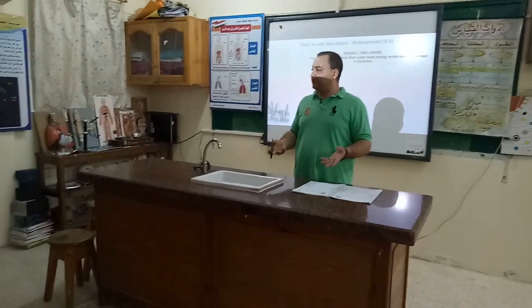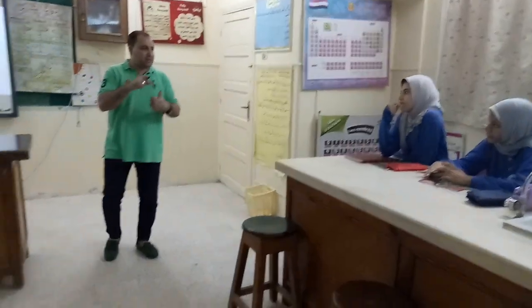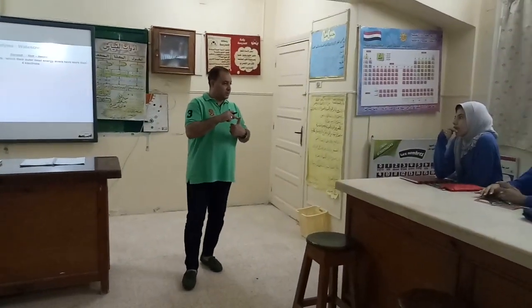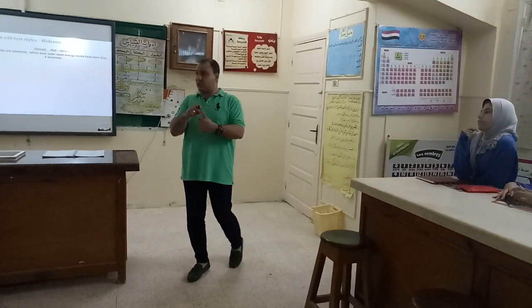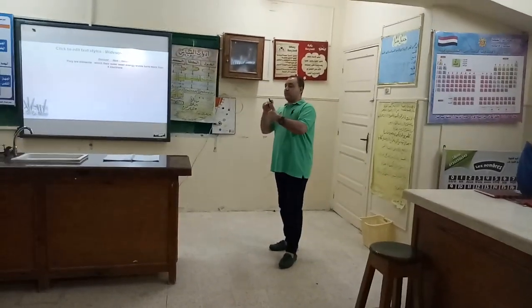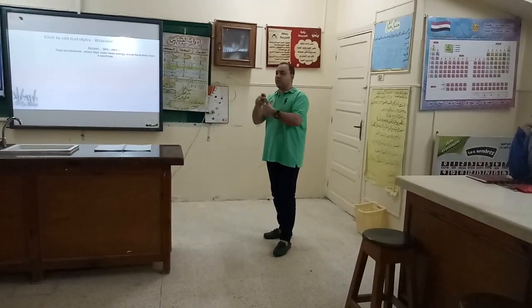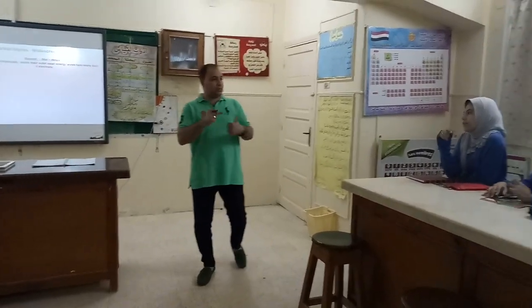Negative ion. Why? They gain electrons to their outermost energy level to reach the nearest noble gas, which is following them or preceding them? Following them. As number 1, sulfur 16 is 2, 8, 6. It's either to be 2, 8, 8 or 2, 8 only.